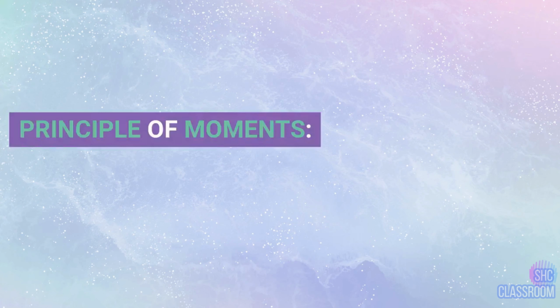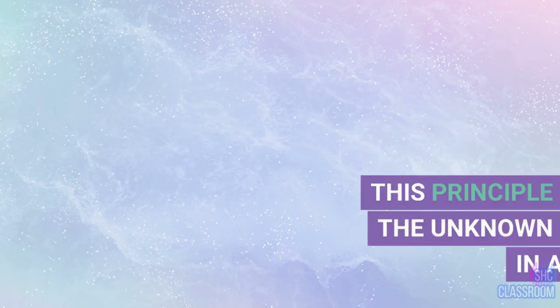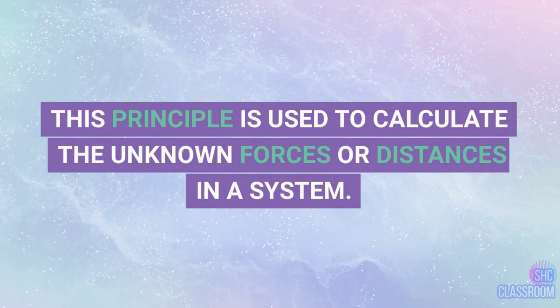Principle of moments. The principle of moments states that for a body to be in equilibrium, the sum of the clockwise moments about any point must be equal to the sum of the anti-clockwise moments about the same point. This principle is used to calculate the unknown forces or distances in a system.